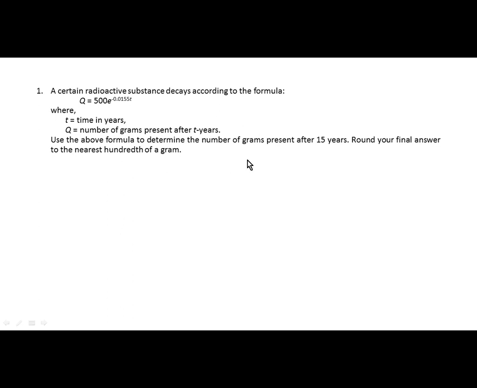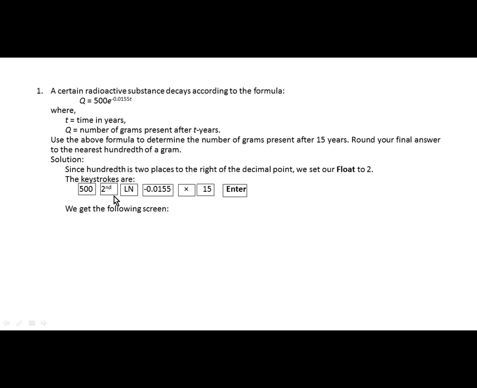Okay, now notice we're given a value of t, so t is 15. So hundredth, again, is 2 places, so I'm going to set my float to 2. So here are my keystrokes: 500, second ln, and then there's the exponent, times 15, and press enter. Okay? So again, let me take out the calculator and show you.